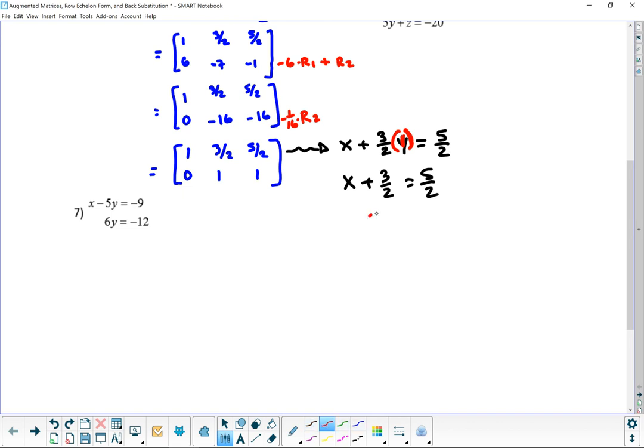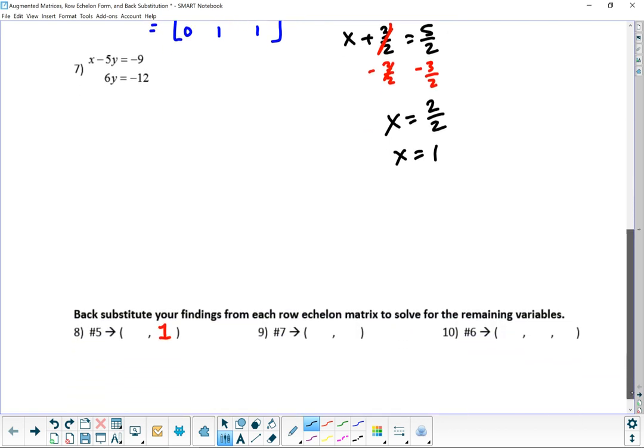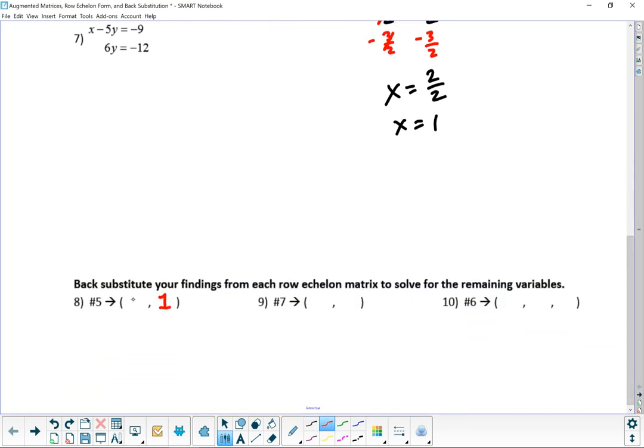Then I solve for x by subtracting 3/2. I get x equals 5/2 minus 3/2, which is 2/2, which is actually 1. So x is equal to 1. That's called back substitution. So the answer is 1, 1.